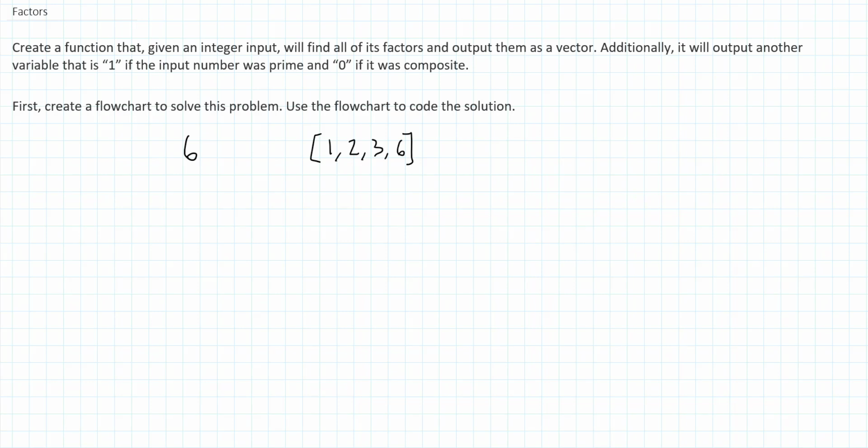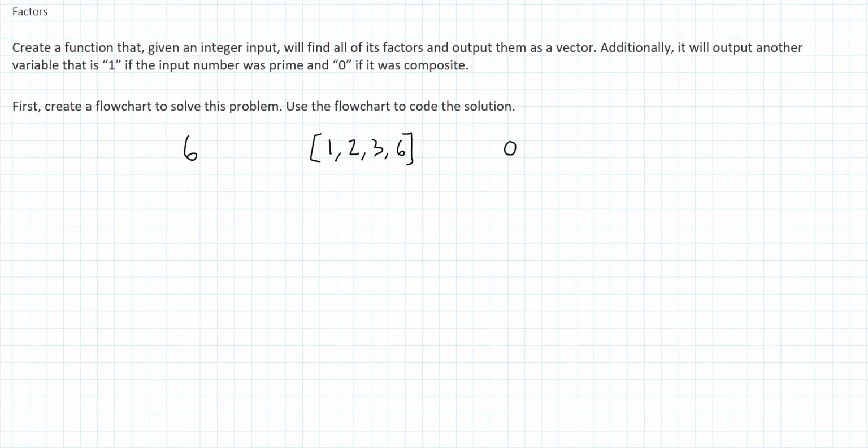And is 6 a prime number? No. So we should also have a 0 there. How do we know it's not a prime number? Well, it was divisible by numbers other than itself and 1. So in this case, namely 2 and 3. So it's not prime, it's composite.